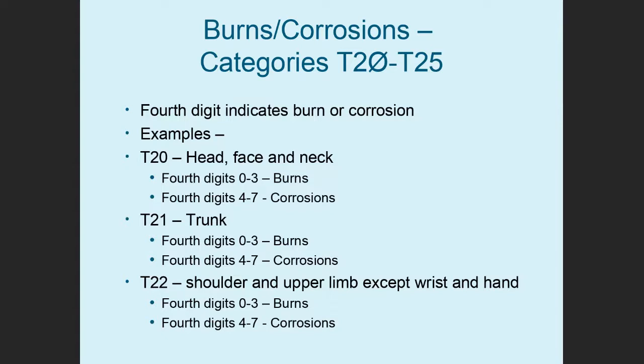So we have the first 3 characters for the site, and then the 4th character indicates whether it was a burn or corrosion. The 4th characters 0 to 3 are used for burns, and 4th characters 4 to 7 indicate corrosion. For example, T20 is head, face, and neck. The 4th characters 0 to 3 are for a burn of the head, face, and neck, and 4th characters 4 through 7 are for corrosions of the head, face, and neck. So be sure to differentiate between codes within this category that are for burns and those that are for corrosions.